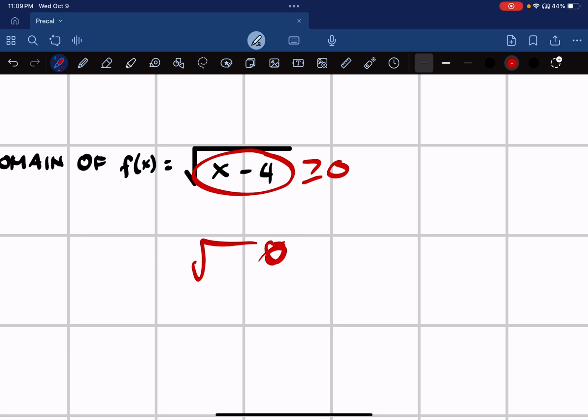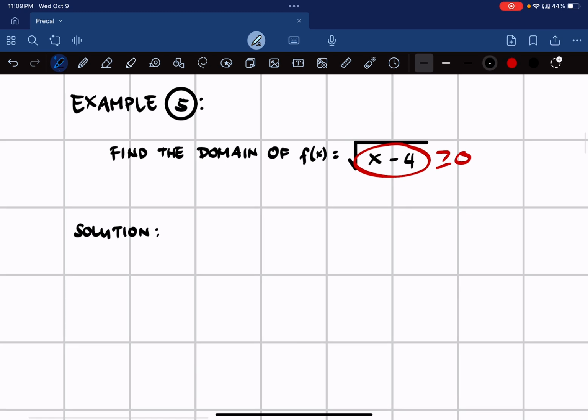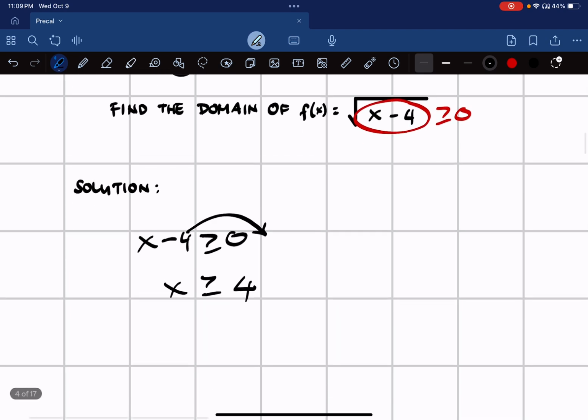Why is this 0? Because it is already 0. That's why it is greater than or equal to 0. Since we established the restriction, we can solve now. So x minus 4 must be greater than or equal to 0. Let's transpose that. X is greater than or equal to 4. That is our restriction.